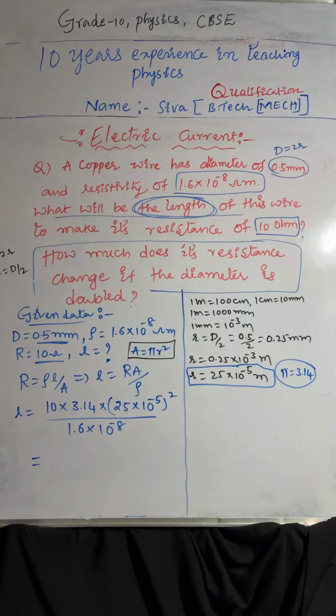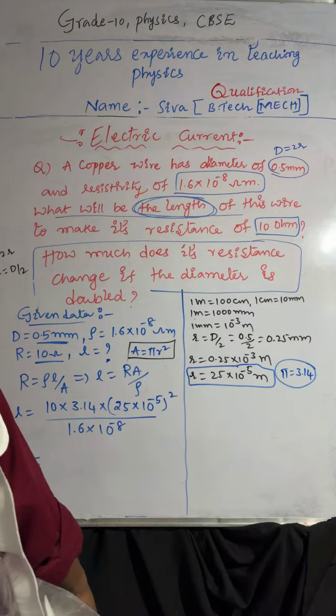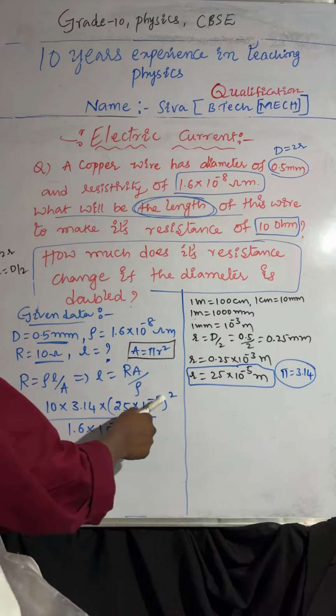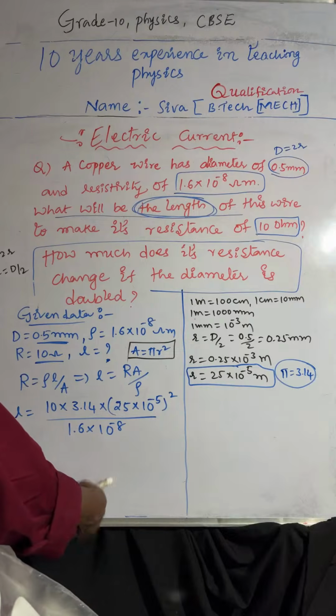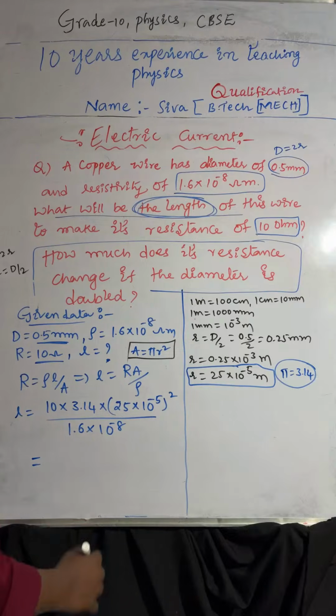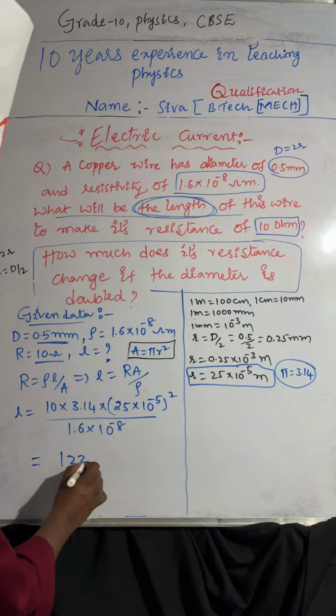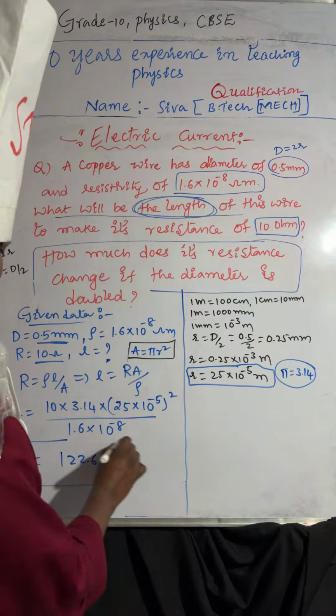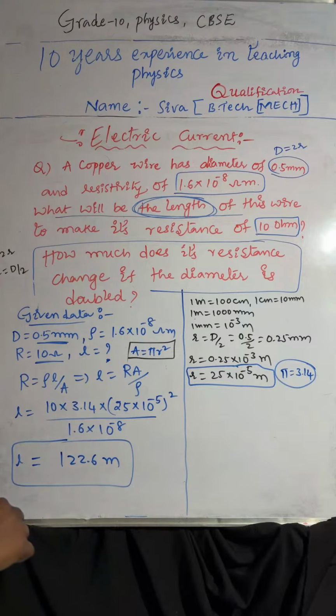If you do it, how much will you get as the answer? Let me know. So 10 into 3.14 into 25 into 10 power minus 5 whole square by 1.6 into 10 power minus 8. You will get 122.6 meter, that is the length. So you got the length.